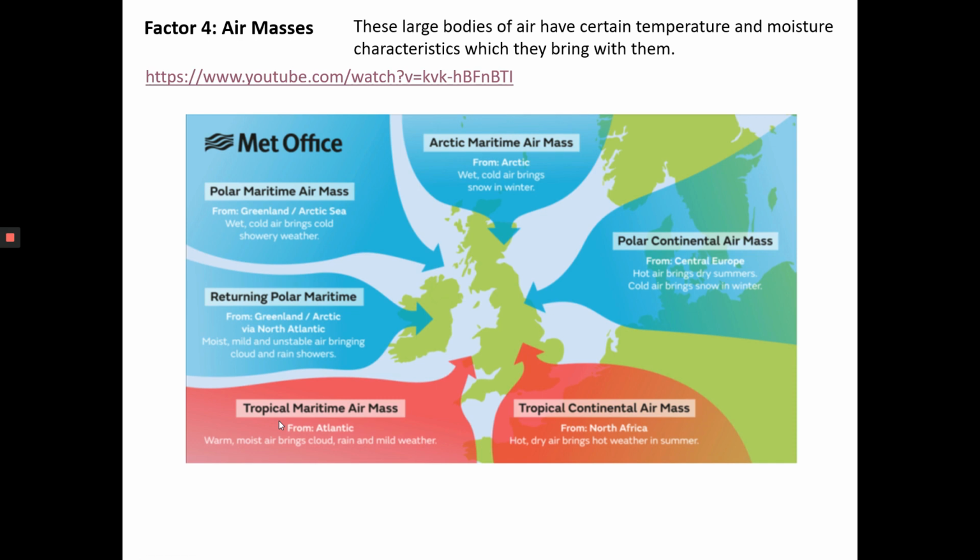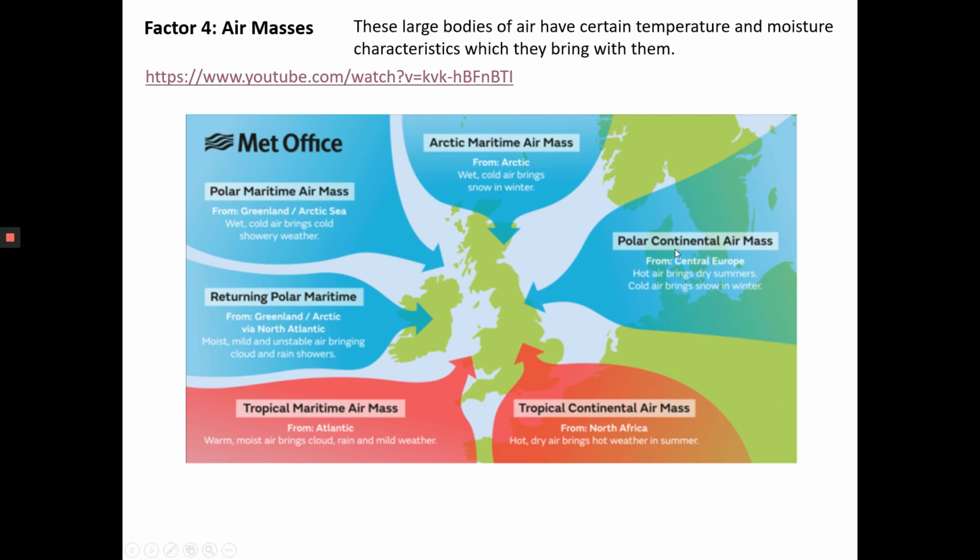So it's maritime, it's coming over the ocean, it's going to bring a lot of rainfall with it because it's moist air, but it's also tropical, so it's going to be warmer. And then down here we've got tropical continental. Now this is from Africa, so it's going to be warm. And because it's mainly come from the land, it's going to be dry air. So there's not going to be much rain associated with this air mass. Obviously, it crosses the English Channel, it crosses the Mediterranean, but overall it's dry air.